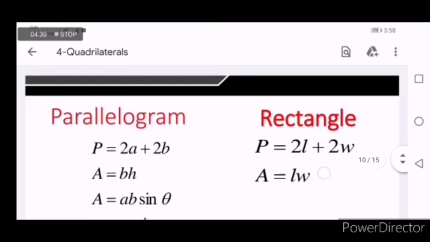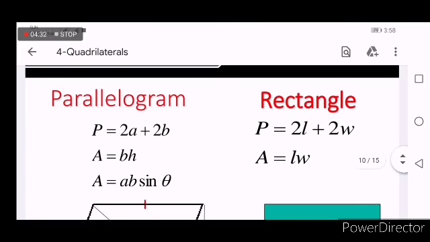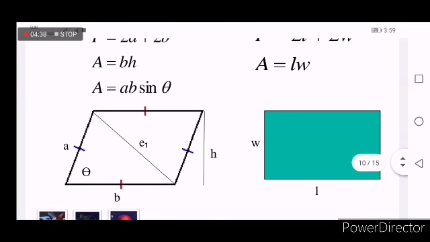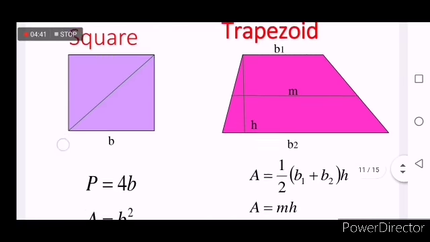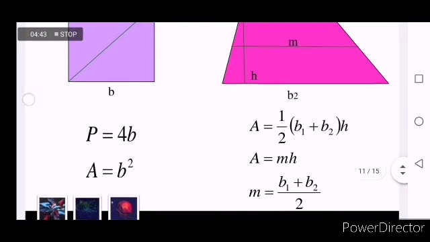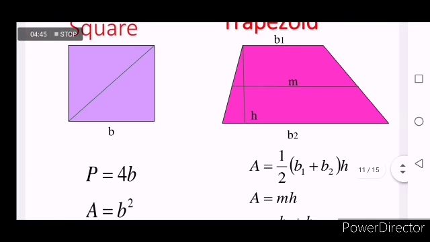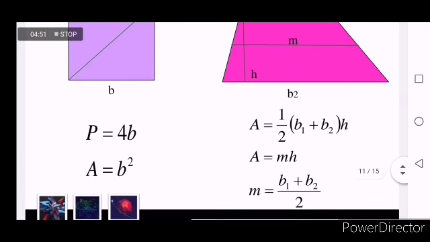Okay? Pero itong rectangle, ito pinakamadali sa lahat kasi pag rectangle, yung formula niya, perimeter is 2L plus 2W. And then we have area equals length times width. We also have what we call square. Okay? Since lahat ng sides niya ay equal, the perimeter is just 4 times each side. Okay? And the area is equal to b squared.